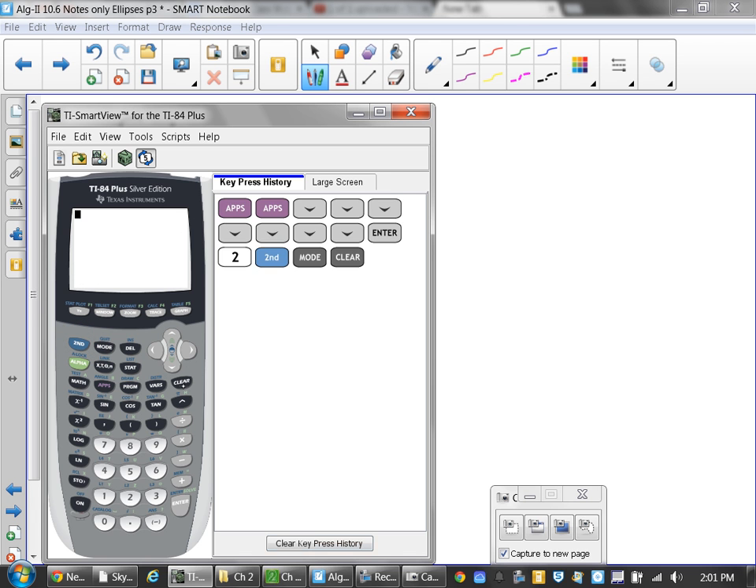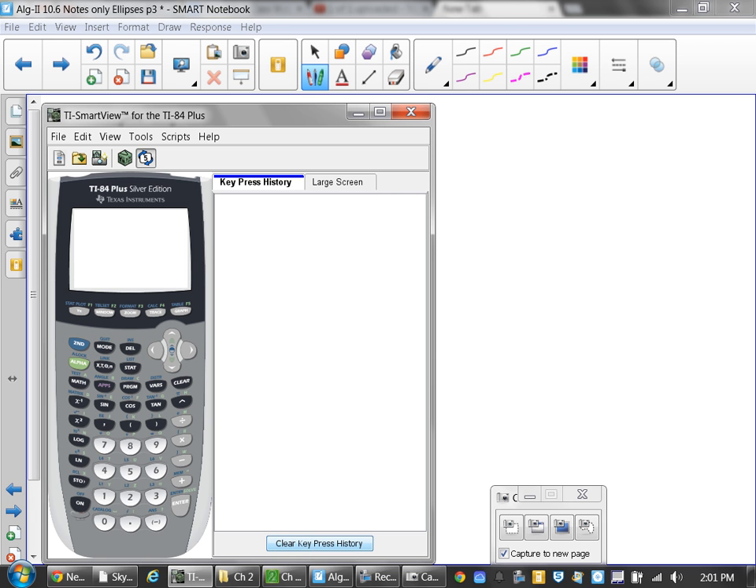What I want you to do, you might have it on here. This is why I never really stress the fact of memorizing this. You ever notice that I never said you need to memorize this? Did you ever notice that?